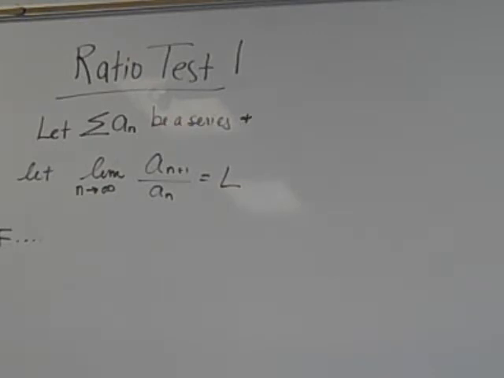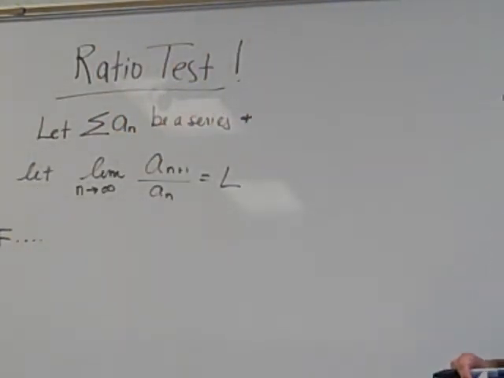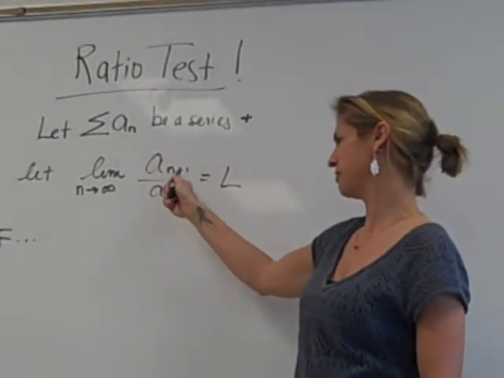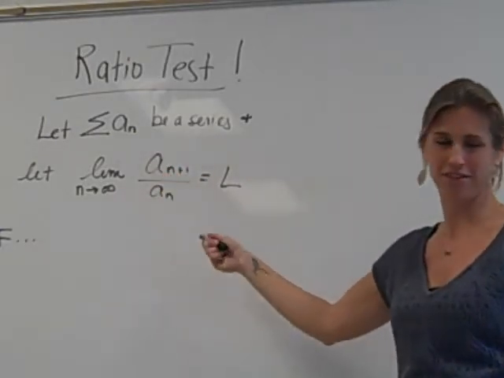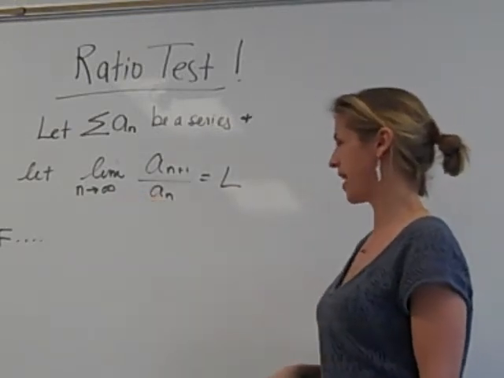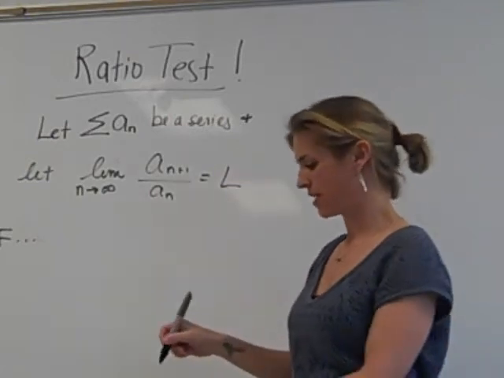Alright, the ratio test is gonna be like your go-to test after you've checked to see if it's geometric. If it's geometric, use that, although the ratio test will still work. It's just that the geometric test is easier. What I'm going to do is take my series, take my n+1th term and put it over my nth term, and see what I get when I take the limit of that comparison. And what I get can be one of three things.